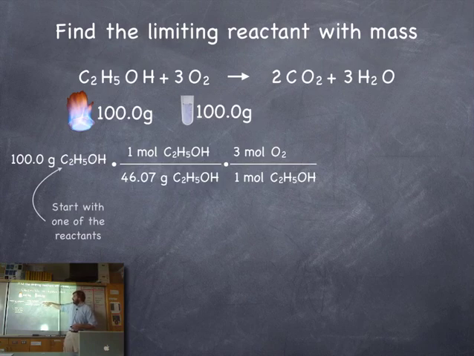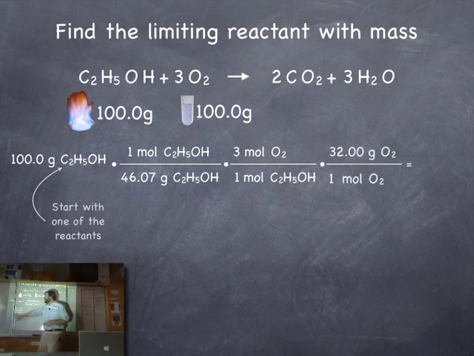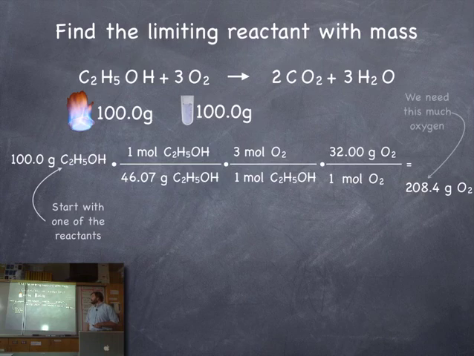Where did I get this ratio, a 1 to 3 ratio? Balanced chemical equation, 1 ethanol to 3 oxygens. Now I'm going to convert back from moles of oxygen into grams of oxygen. 1 to 32. And so I can do this calculation, and to use up 100 grams of ethanol, I will need 208.4 grams of oxygen. That's how much oxygen I need to use up all of the ethanol.